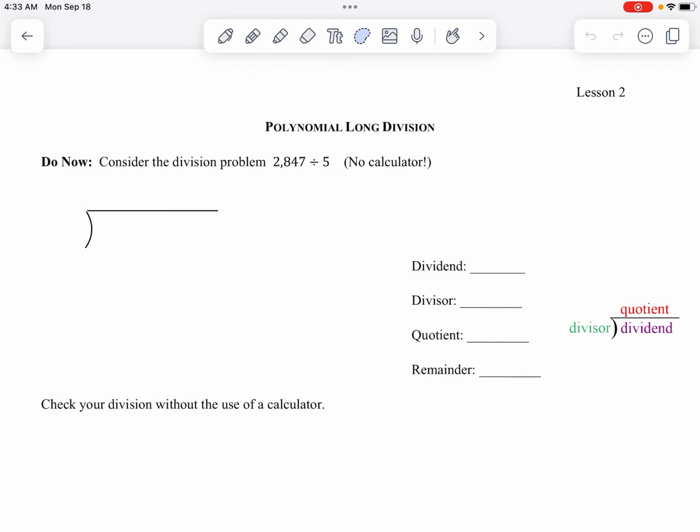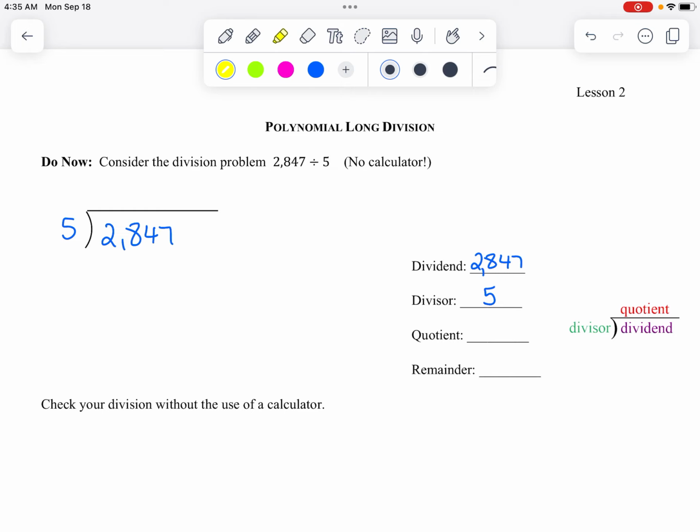So the number that's going to go inside of our division symbol, the number being divided, is the 2,847. This is also known as our dividend, so I'm going to write that over here as well. And the number doing the dividing, the 5, otherwise known as our divisor, is going on the outside. So now I want to start with my division. So 5 cannot divide into 2, since 2 is smaller than 5, but we're going to look at the number 28. Right, move over one digit.